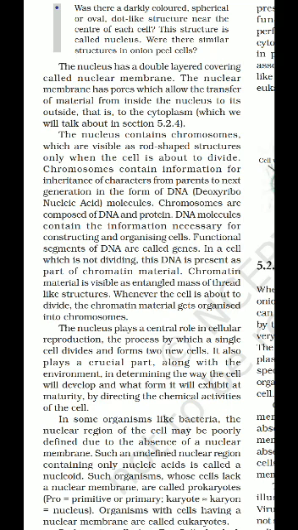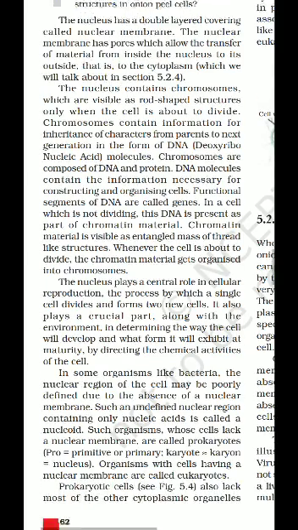Children, remember, plant cells are not going through cell division. Plant cells are not having chromosomes. What are chromosomes? Children, chromosomes contain protein and DNA, which is a segment of genes that transfer hereditary characteristics from parent to offspring. In a cell which is not dividing, the DNA is present as part of chromatin material. Chromatin material is visible as a thread-like structure only when the cell is about to divide.